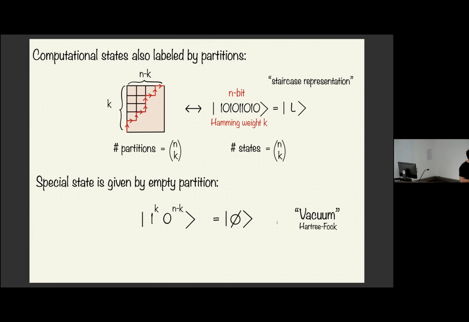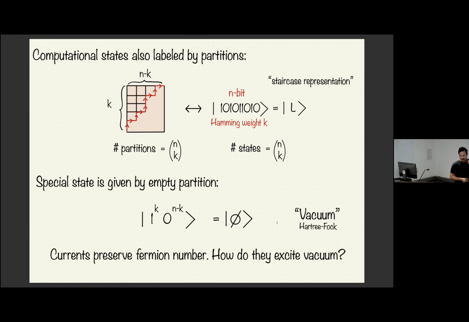Now there's a preferred state in this description, which is the empty partition. The empty partition is where you go k units up and then n minus k to the right. That corresponds to the state 1 to the k and then 0 to the n minus k. This corresponds to the empty partition. I'm going to call it the vacuum. If you're a chemist, you will call this the Hartree-Fock state, where all the fermions are occupying the lowest orbitals, the lowest state.